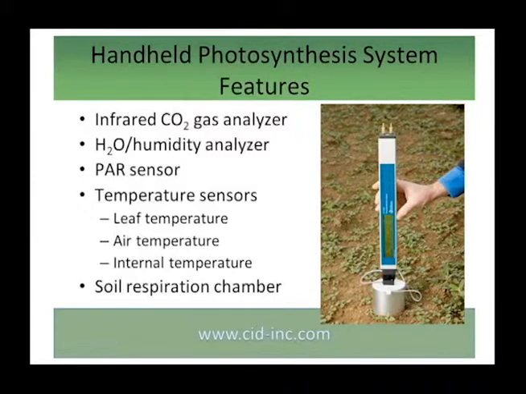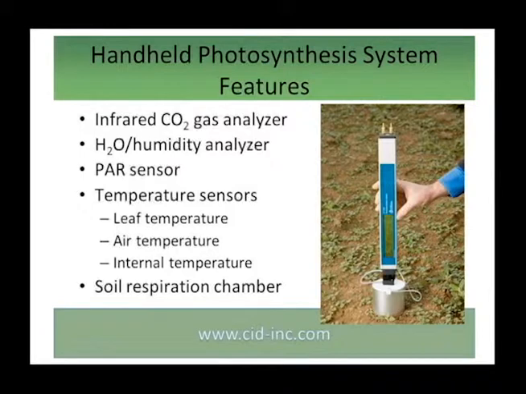The multiple sensors gather many types of data which can be applied for more than just photosynthesis readings. Direct measurements are taken for CO2, H2O, PAR, incident light, and for temperature. Calculated data is shown in real time on the display and saved with the data. Calculated data includes net photosynthesis, transpiration, and stomatal conductance.